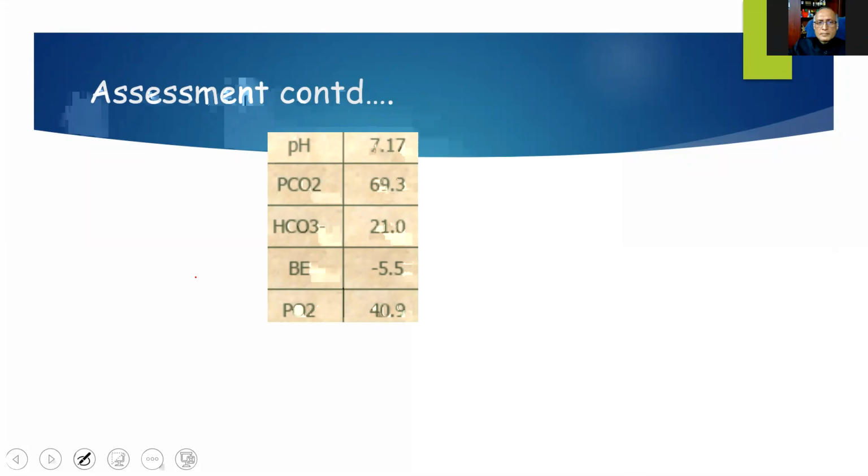So first look at the pH, then look at the CO2, whether the CO2 has moved in the direction of the pH. If not, then look at the bicarbonate, then look for the compensation. Okay. This is too fast.